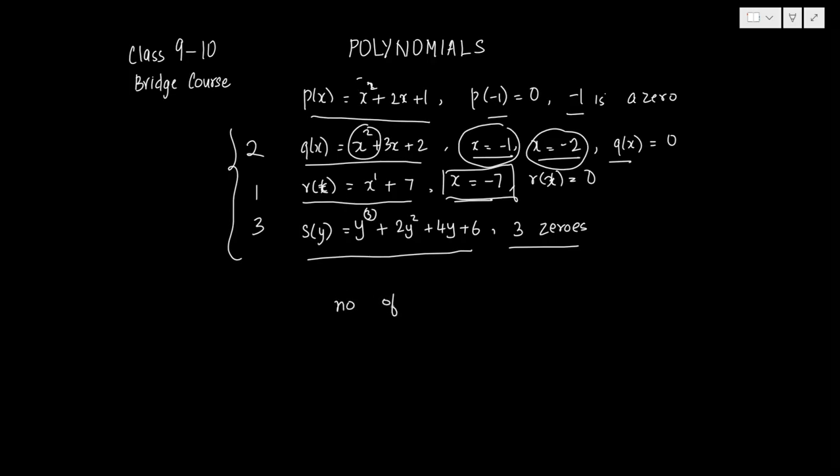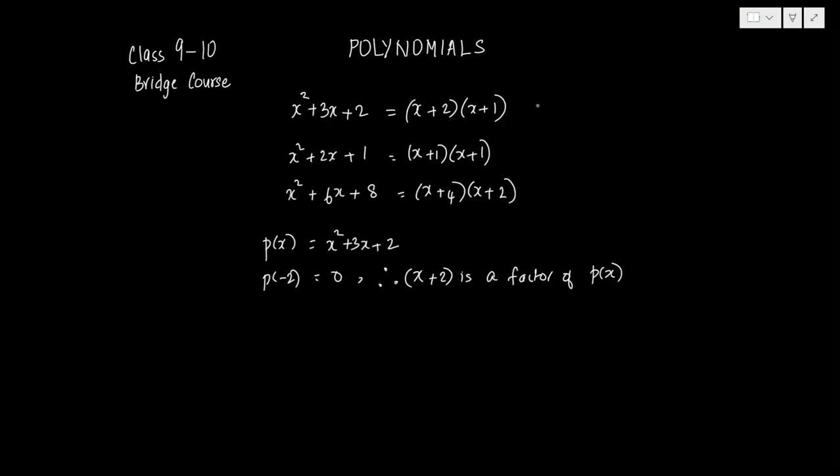Number of zeros is equal to the degree of the polynomial. Again, a 0 of a polynomial is a value where, if you substitute that value instead of the variable, the value of that polynomial is 0.